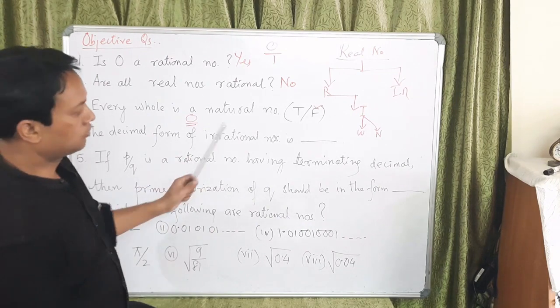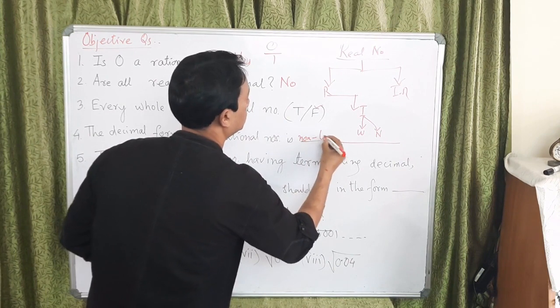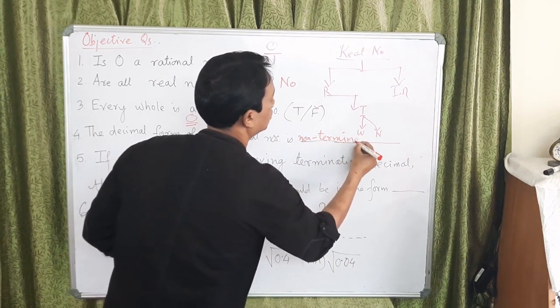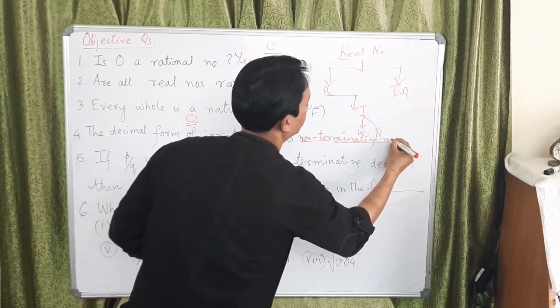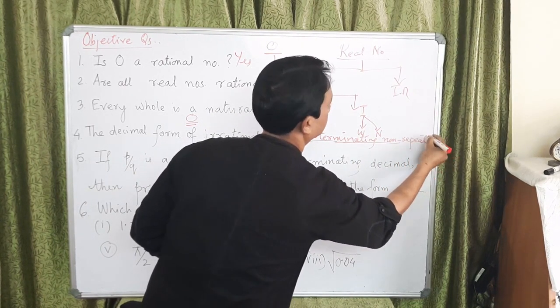Now, next question, the decimal form of irrational numbers. We have learned the decimal form of irrational numbers is always non-terminating and non-repeating. Non-terminating, non-repeating.